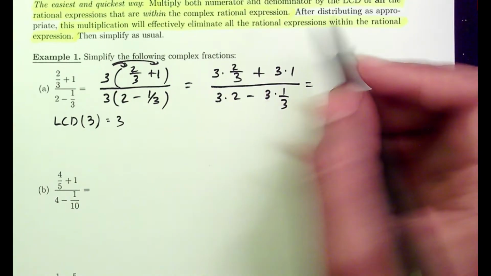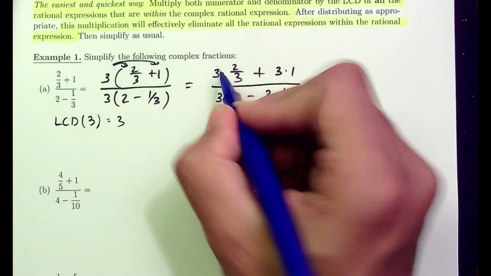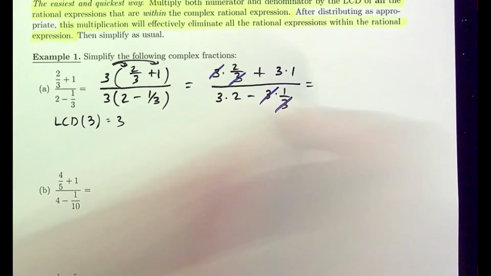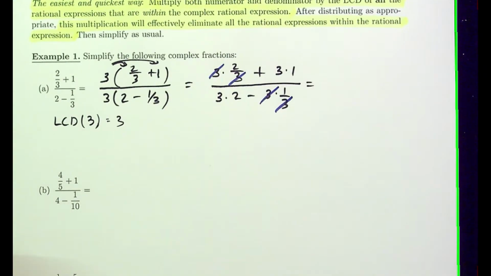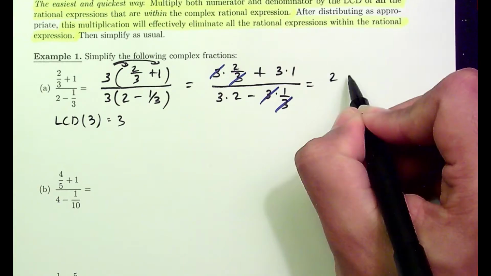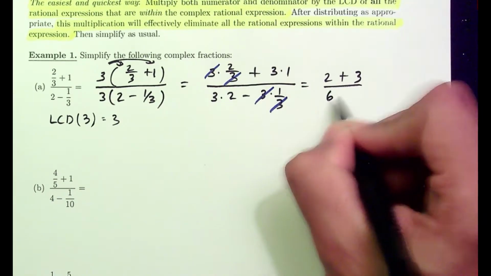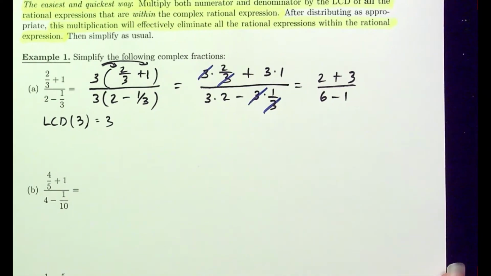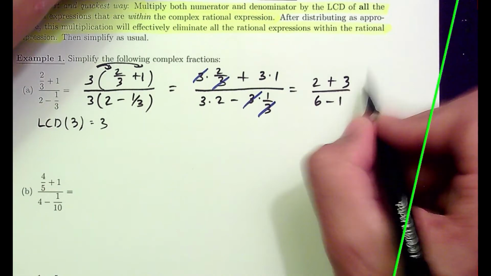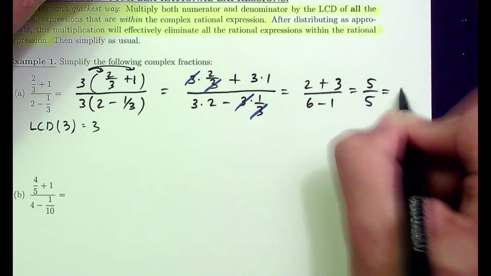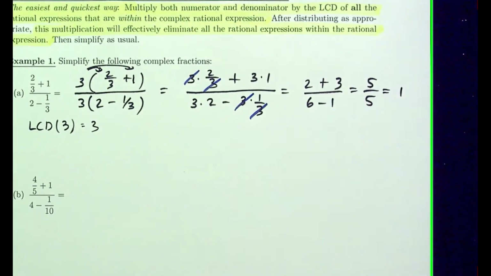And then you see these fractions, now we're going to cancel. The 3 cancels with a 3. And this 3 cancels with that 3. And what do you get? You get 2 plus 3 over 6 minus 1. And this simplifies to what? This is 5 over 5, which is 1. So the answer is 1.